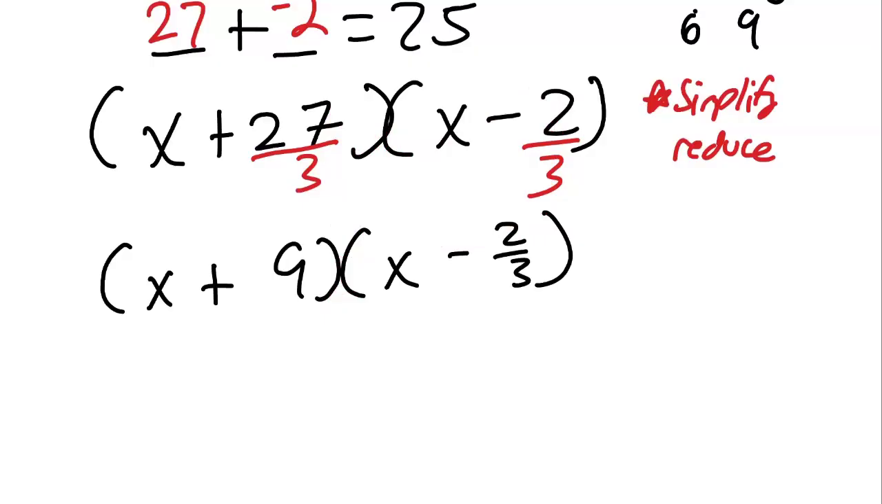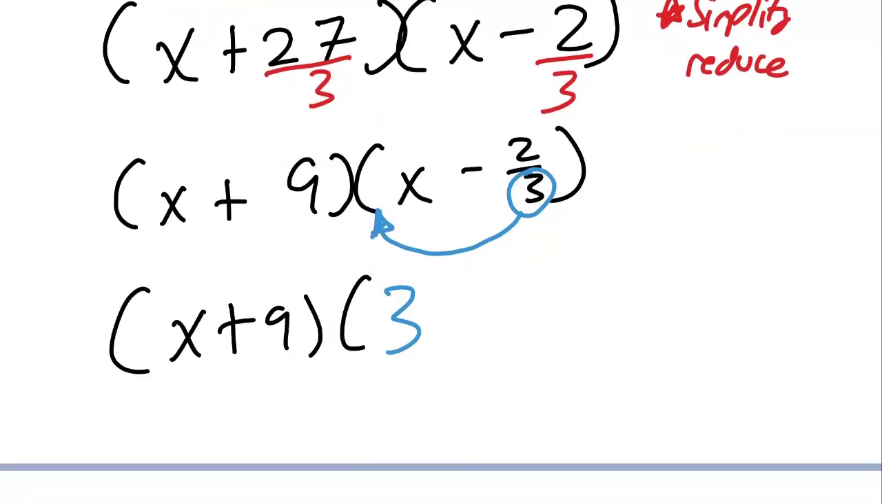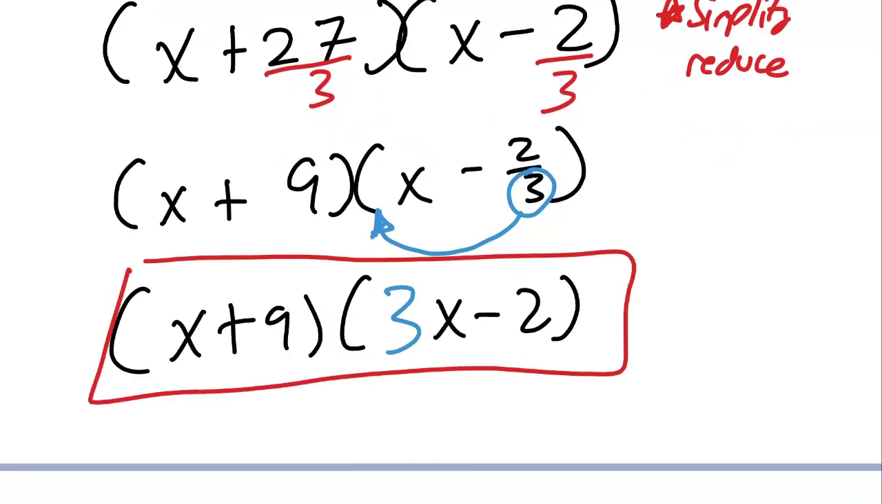My last and final step: take the denominator from that 2 over 3 and bring it to the front of the binomial. So x plus 9, parentheses, 3x minus 2. That is your final answer for this problem.